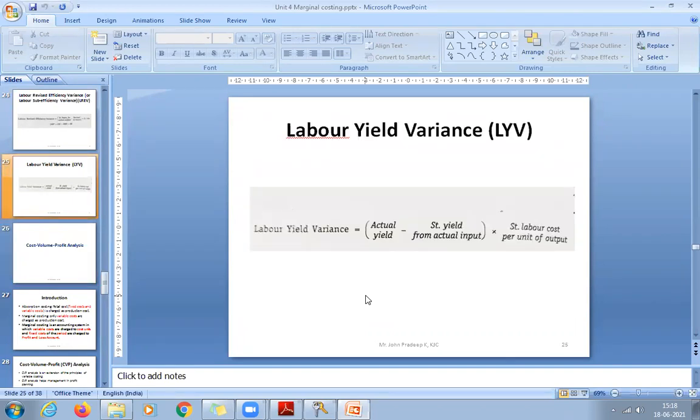All these formulas I already shared. It is there in the PPT in the LMS. I think you can download it after 5 o'clock, right? Or are you able to download it, has anybody downloaded the PPT? Students? Yes, sir. You already downloaded it, okay. So please write down these labor variances. Tomorrow we will solve the labor variances.